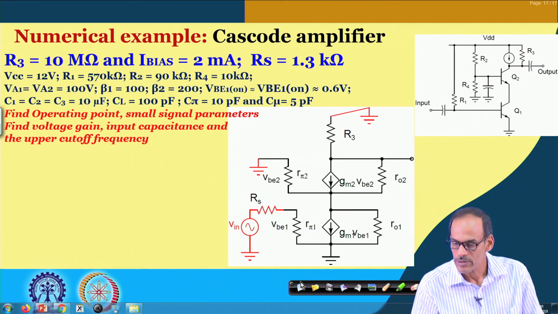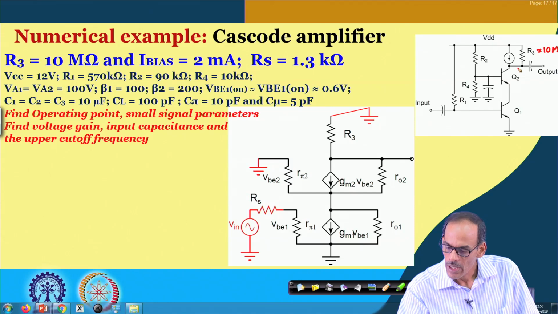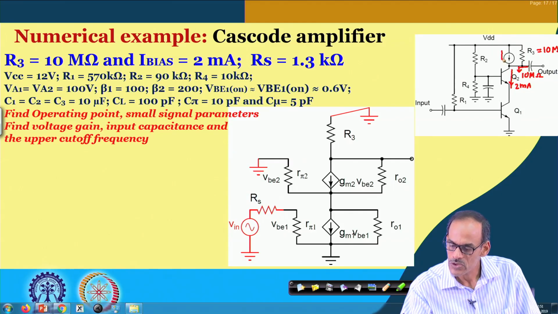So, in summary, if I consider this is 10 mega ohm and the equivalent resistance of this part is 10 mega ohm, and the ideal current here is 2 milliampere, this is also 2 milliampere. So, then this voltage will be 6 volt.